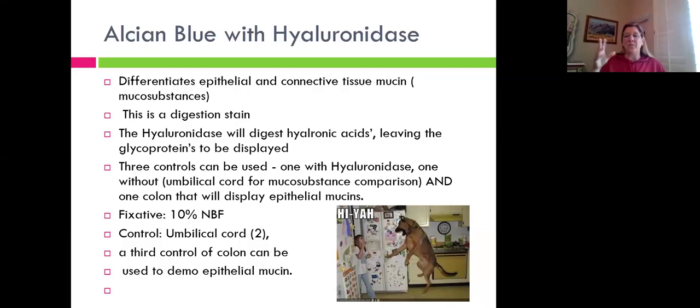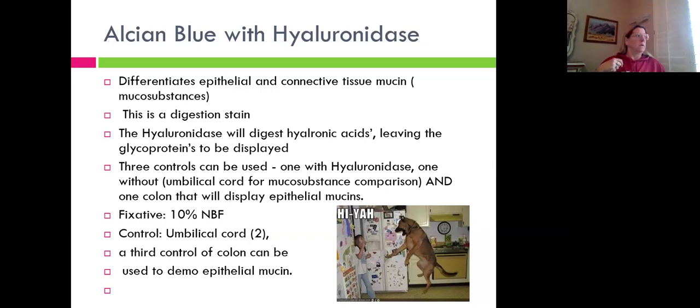So this one's kind of weird, because you need to have 3 different controls to go with your patient. You need to have one that's been digested with hyaluronidase, one that has not been digested with hyaluronidase, and then one colon that's going to demonstrate the epithelial mucins. So you have non-digested, digested, and your epithelial mucins to prove that the stain worked.